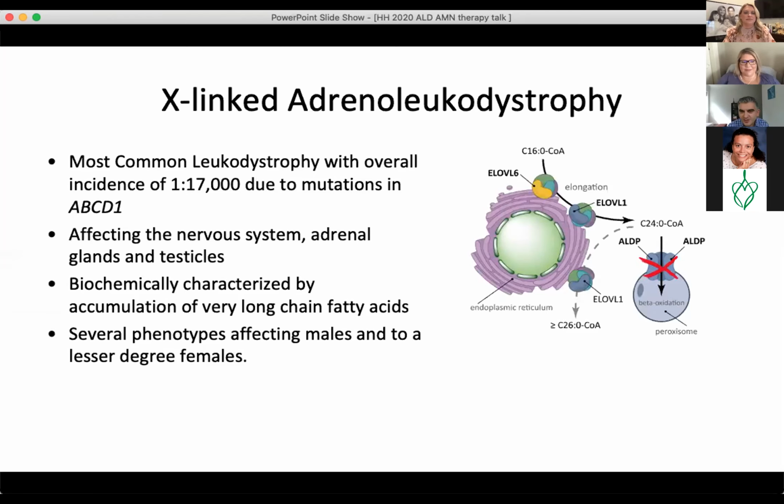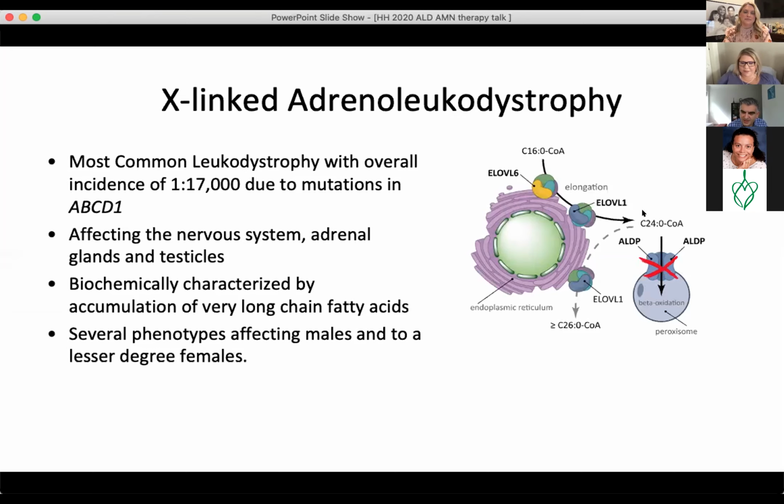And let's move forward quickly to the next page. So the ALD gene basically encodes for a protein called ALDP, and ALDP is now known to be a transporter of what we call very long-chain fatty acids. So fatty acids that have more than a C22 chain length, so C24, C26, and so on.